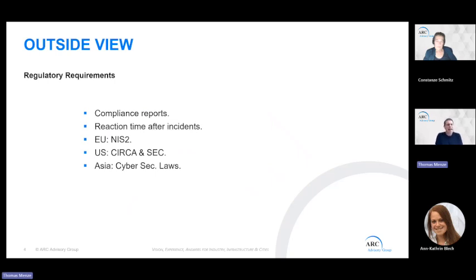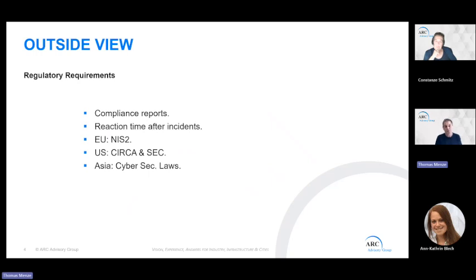So again, another outside view is really the new regulatory requirements, because we see that we require more and more compliance reports. Some operators are classified as critical infrastructure, so they have specific duties to cover, but also the automation suppliers, or the control system suppliers, have to conform to these new regulatory things. And this is not just a European thing. This happens around the world.